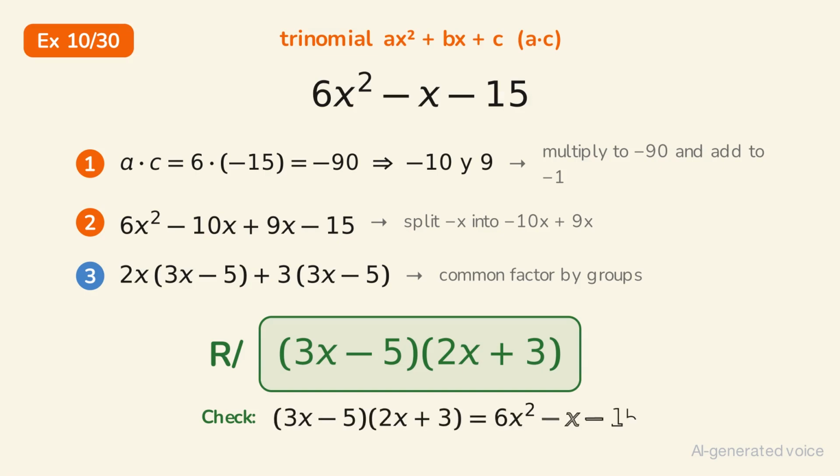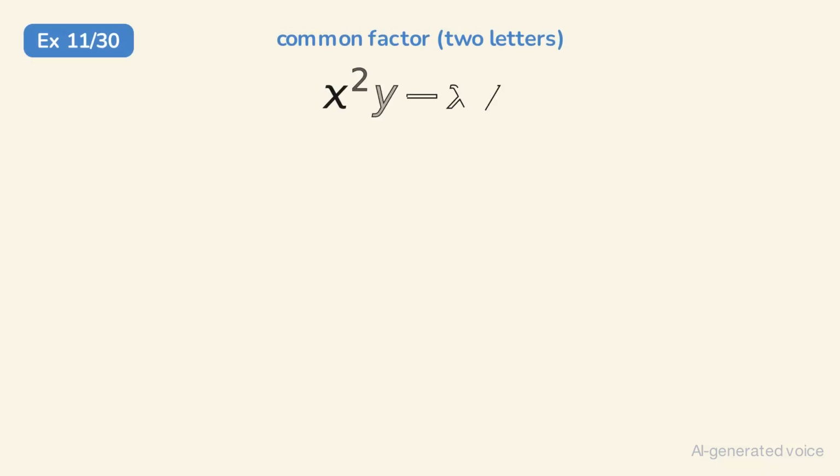Check. 3x times 2x, 6x squared. The middle, 9x minus 10x, minus x, and minus 5 times 3, minus 15. We start the hardest batch with a quick one that has a trick. Let's factor x squared y minus xy squared.